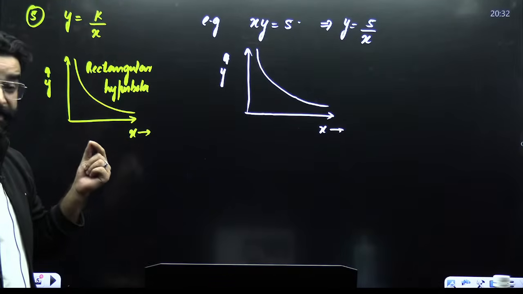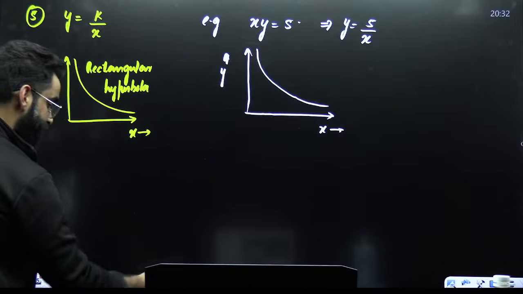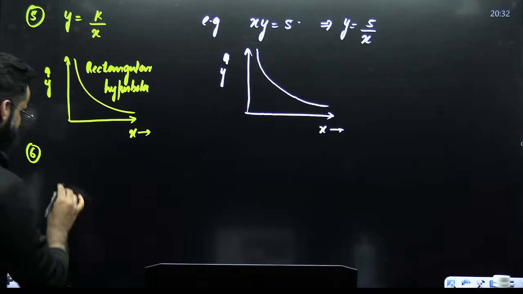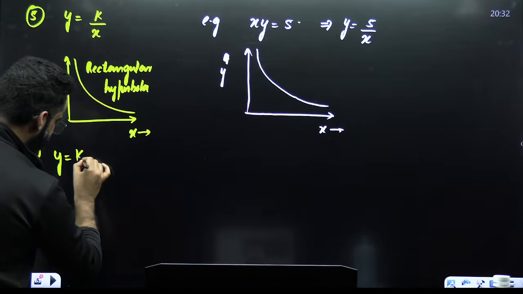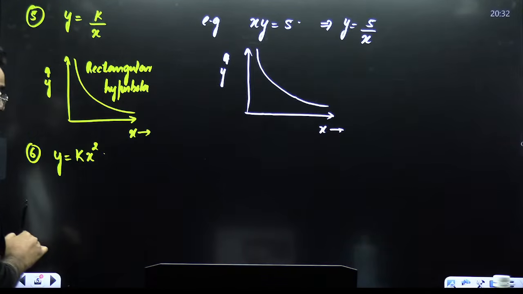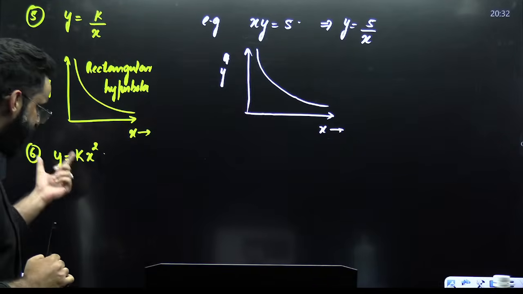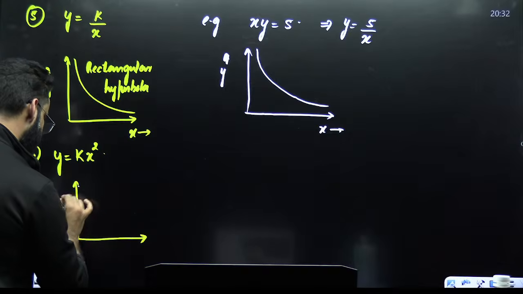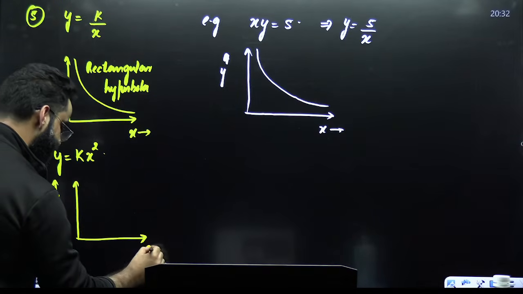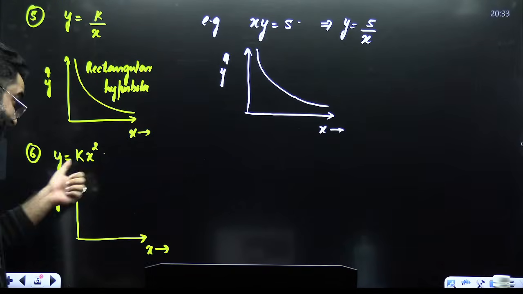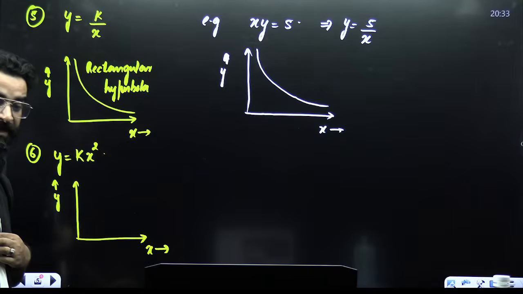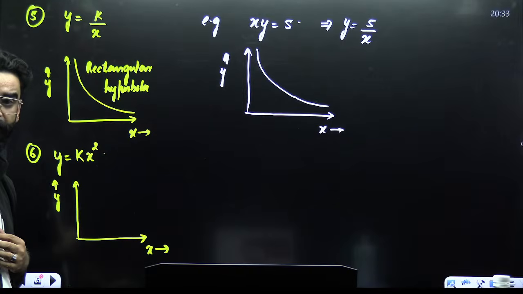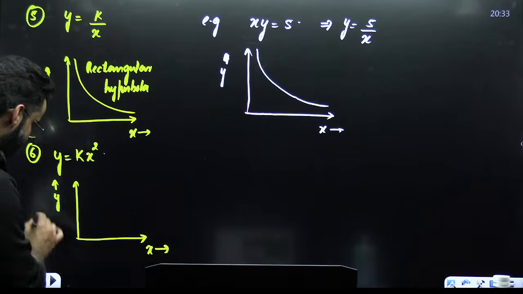There is one more graph which is used in chemistry. What is that? I'm going to write an equation here. The equation is y is equal to kx square. You have to plot a graph between y and x. The nature of the graph is going to be a parabola opening upwards. So it's going to be like this.